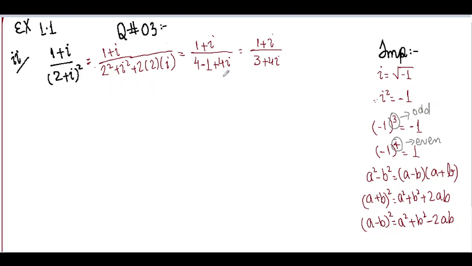Now we are going to rationalize it because this is not our final answer as the denominator is containing a complex number. So to remove this complex number, we are going to, just wait a while.